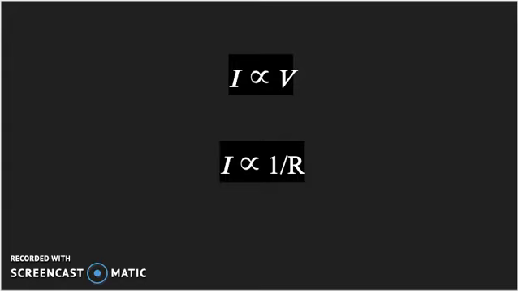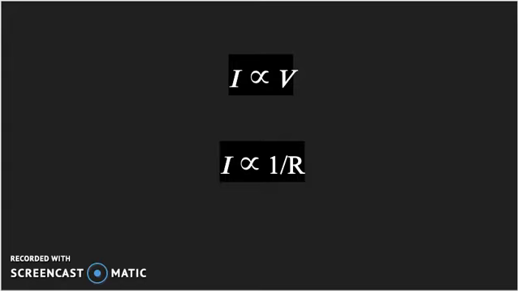First, the current is directly proportional to voltage. So you have a voltage source, like a battery is a common one, and that drives a current. And as that voltage goes up, the current also goes up. But on the other hand, current is inversely proportional to resistance. So as your resistance goes down, your current goes up. Or as your resistance goes up, your current goes down.